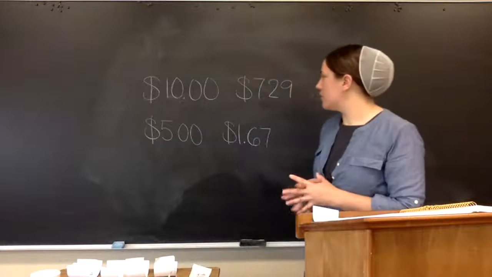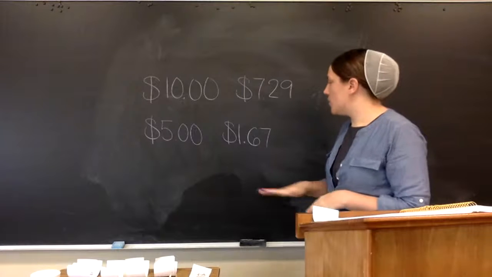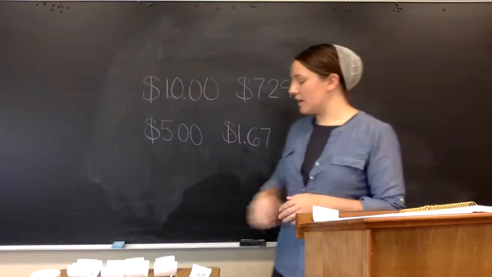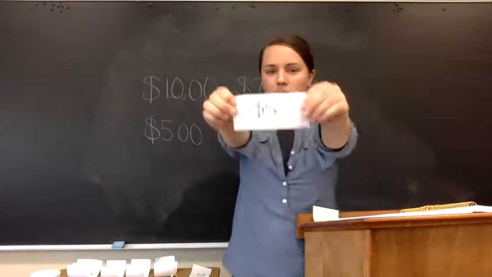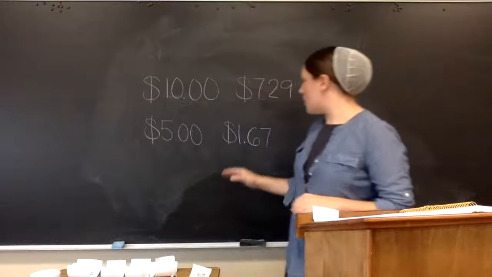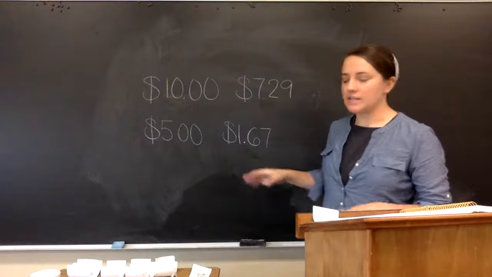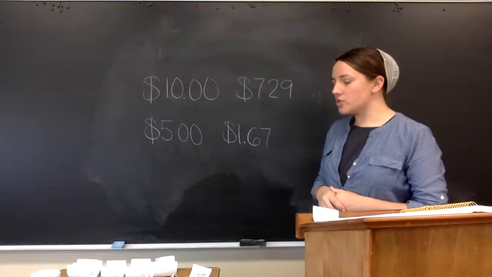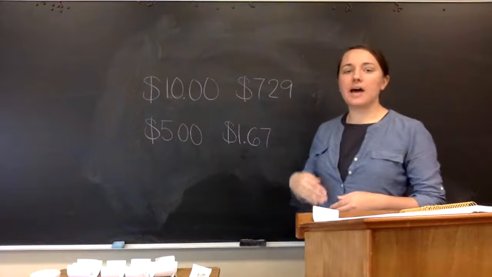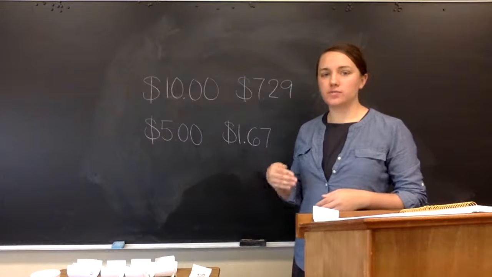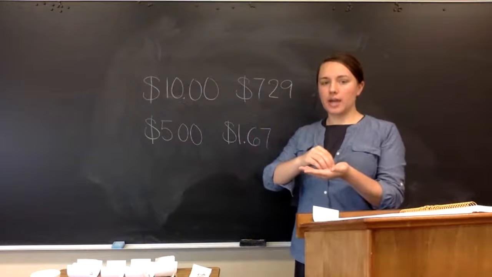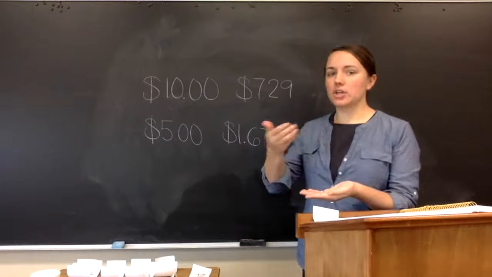So if we have a customer whose total was $1.67, and they gave me a $5 bill, okay? They gave me a $5 bill. Their total was $1.67. So again, I'm going to start at $1.67, and I'm going to count up the smallest change first. So each time that you add more change to your hand for them, you need to say the new amount.